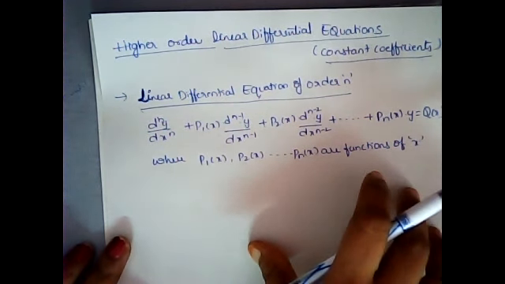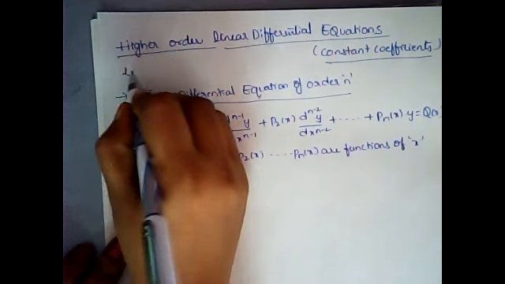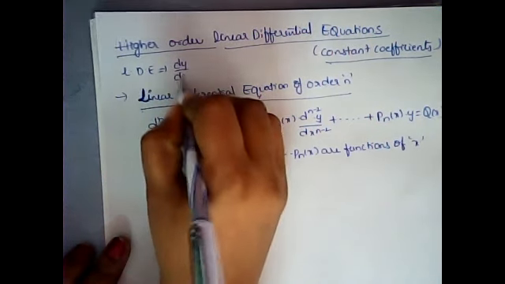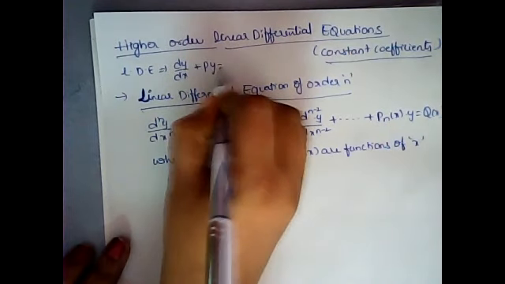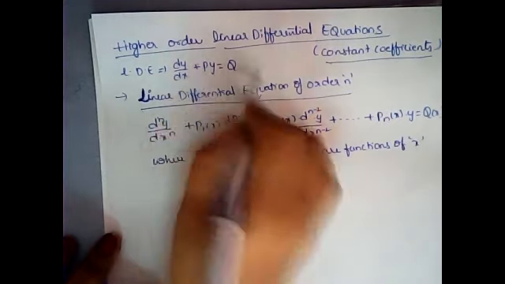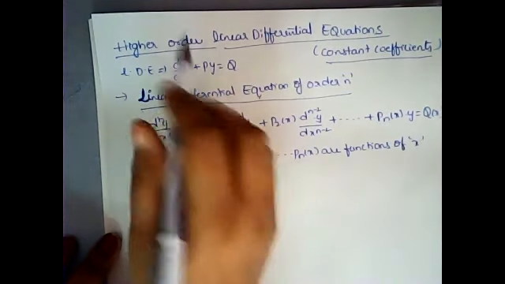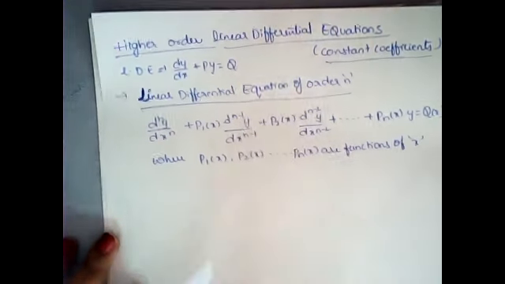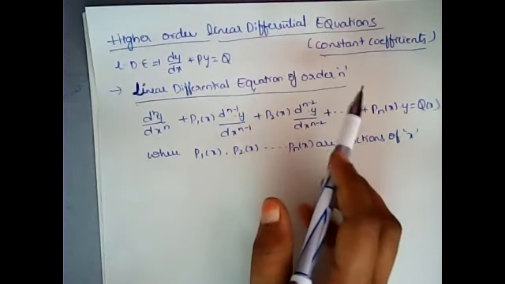Generally, we will take the linear differential equation which is in the form of dy by dx plus py is equal to q, which is a linear differential equation of first order, right? So here we are going with higher order linear differential equation. So let me take a linear differential equation of order n here.